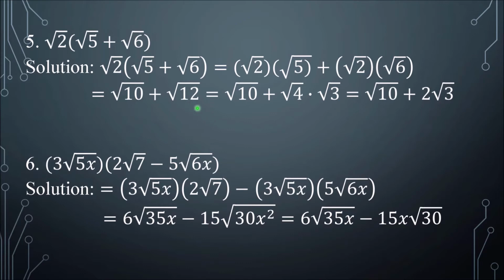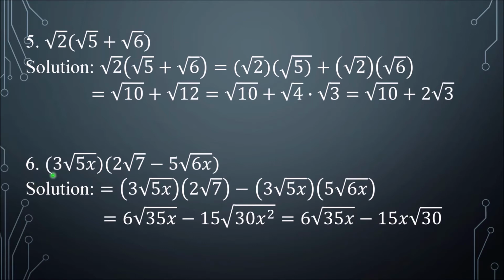Now, square root of 12 is not yet simplified because there is still a perfect square factor of the radicand, which is 4. So this one will turn into square root of 10 plus square root of 4 times square root of 3. We know that square root of 4 is 2. So the simplified form is square root of 10 plus 2 square root of 3. Again, square root of 12 is square root of 4 times square root of 3.